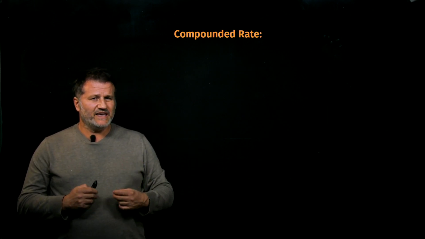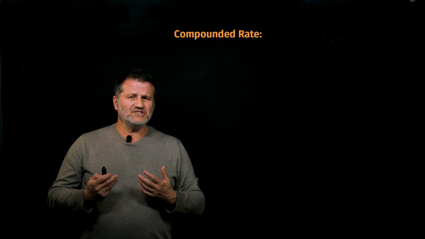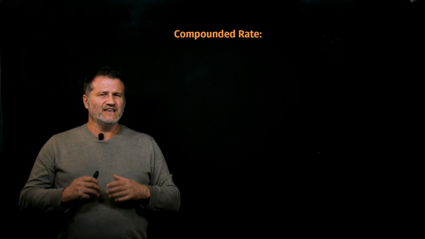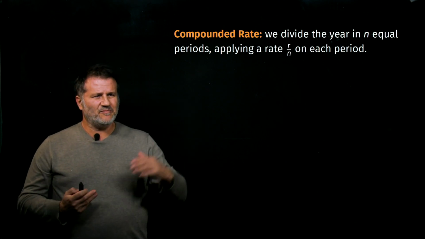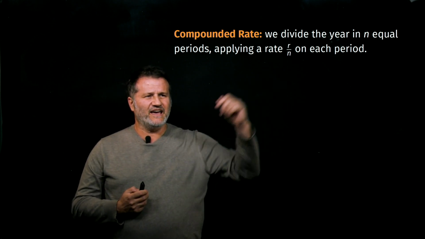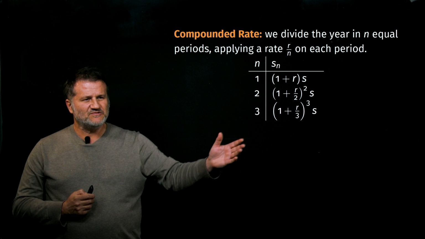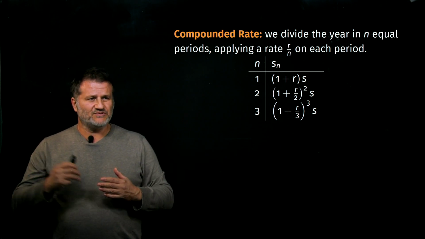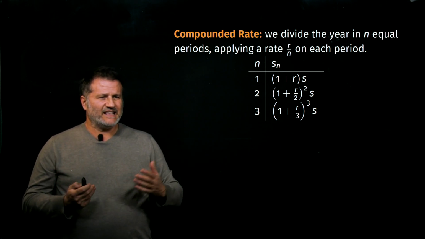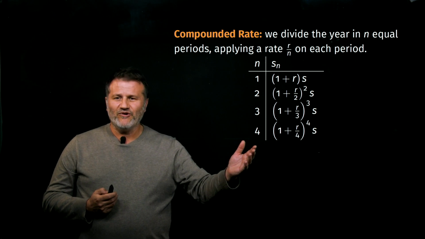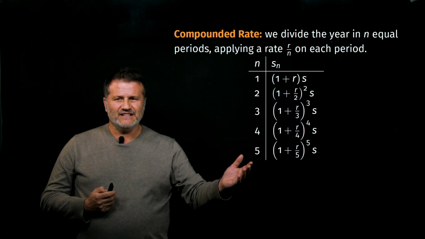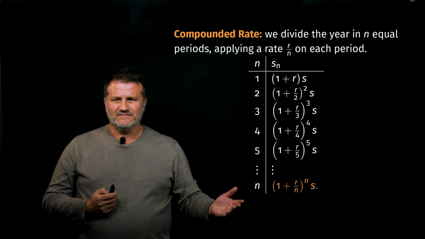At this point, we can extend the interest calculation by dividing the year into n equal parts, applying a rate R/n on each period. We have already seen what happens when n is equal to 1, 2, 3, and easily we can guess what happens for n equal 4, for n equal 5, and for a generic n.